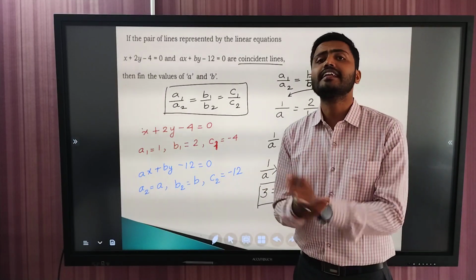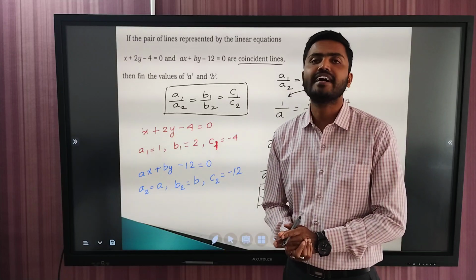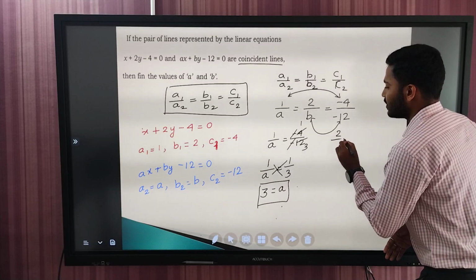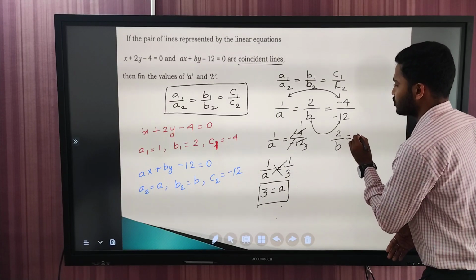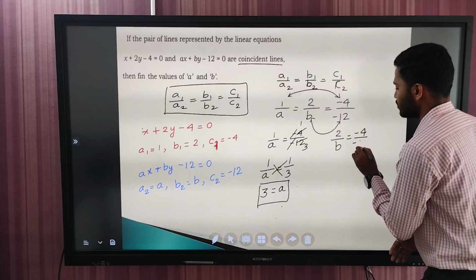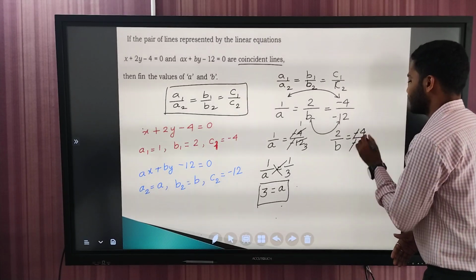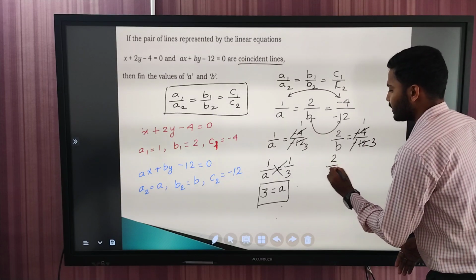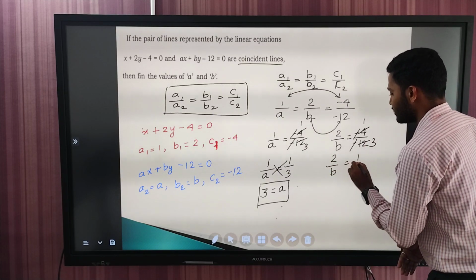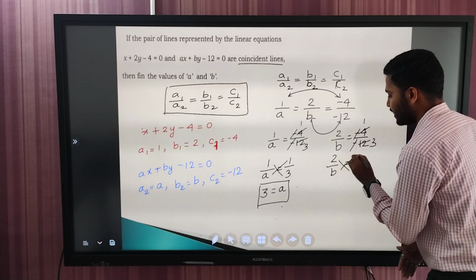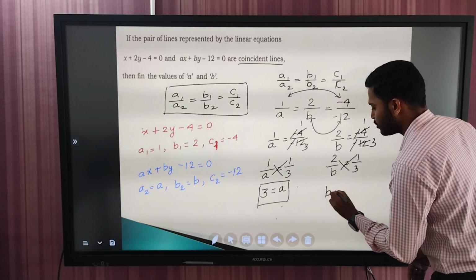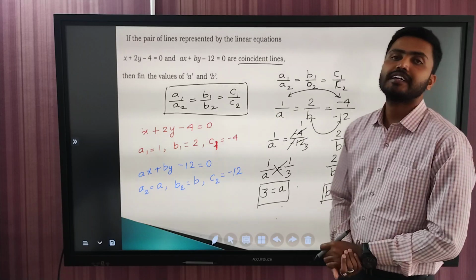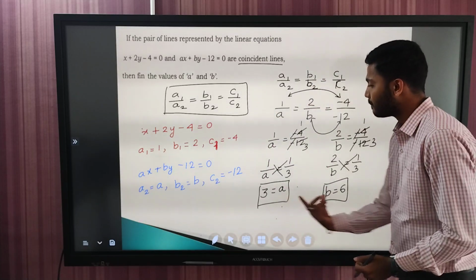Similarly, let us try and find the value of b. So 2 upon b is equal to again minus 4 upon minus 12. Again minus minus gets cancelled, 4 ones are 4, 4 threes are 12. So 2 by b is equal to 1 by 3. Cross multiply: b into 1 is b, 2 into 3 is going to be 6. So now I have obtained the values of a and b.